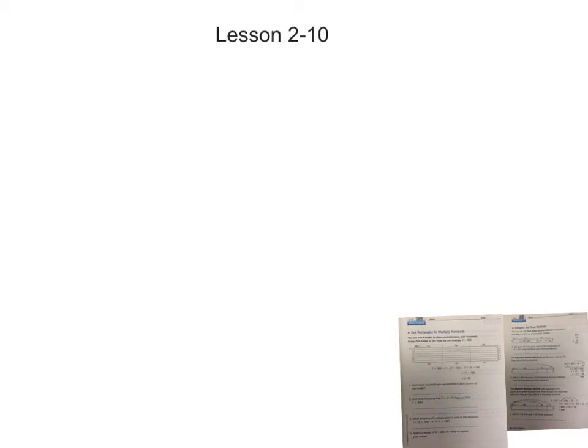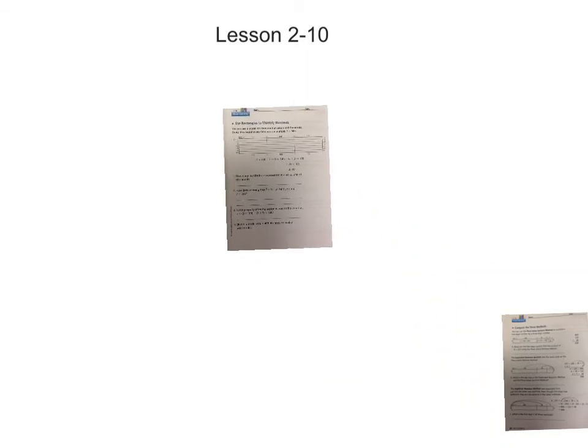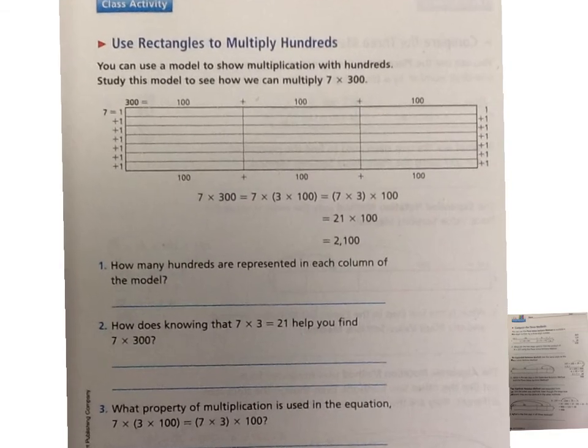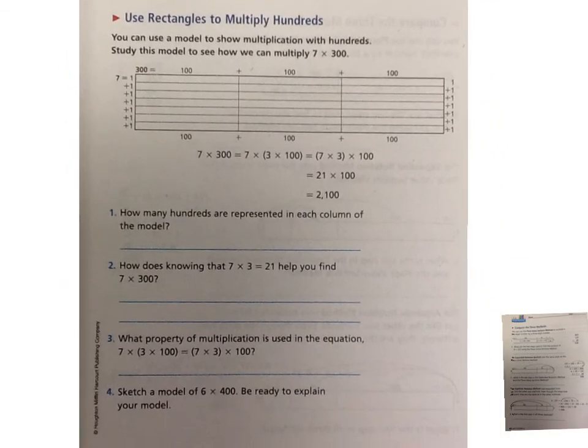All right, boys and girls, today's lesson is lesson 2-10, and we're starting to stretch our multiplication a little bit. We're doing a 1-digit by 3-digit multiplication. So what I want you to do first is we're going to get right at it with the workbook pages. Turn to page 61 in your workbook, your activity book. And we're going to go right through this page together so you get a better understanding of things.